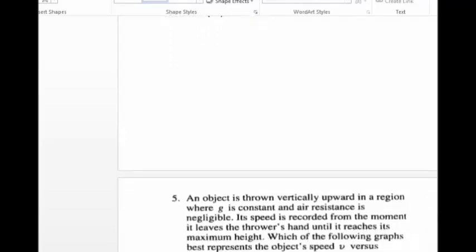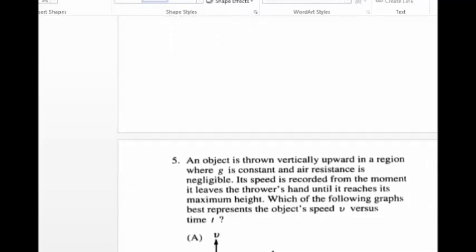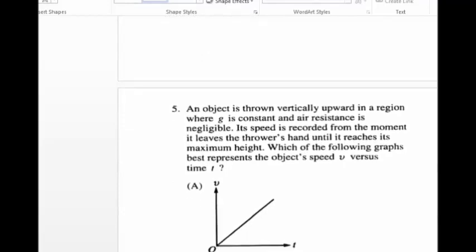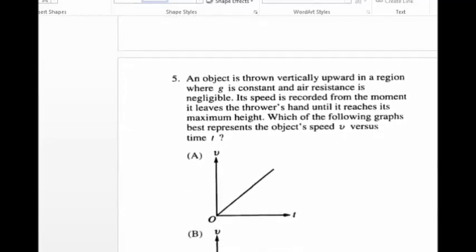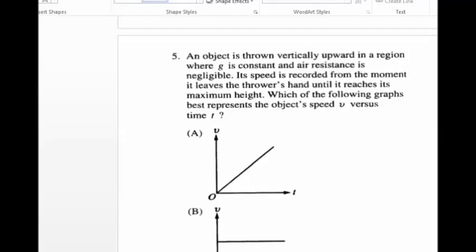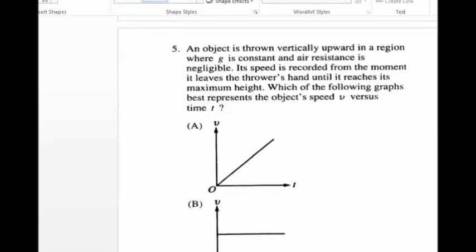The fifth question is, an object is thrown vertically upward in a region where g is constant and air resistance is negligible. Its speed is recorded from the moment it leaves the thrower's hand until it reaches its maximum height. Which of the following graphs best represents the object's speed v versus time t? So here we have got two inputs. One is, the object is thrown vertically upward, so that it has got some velocity to start with.